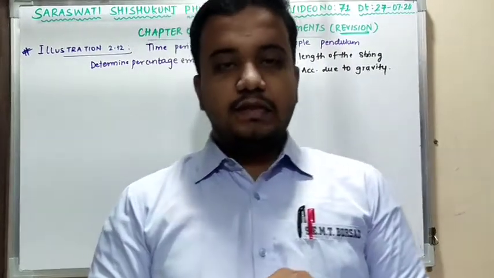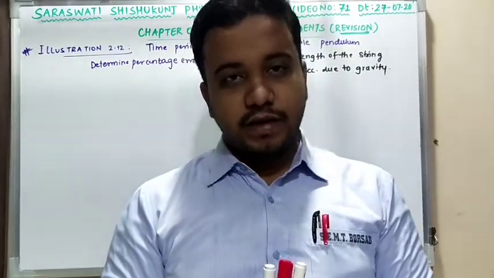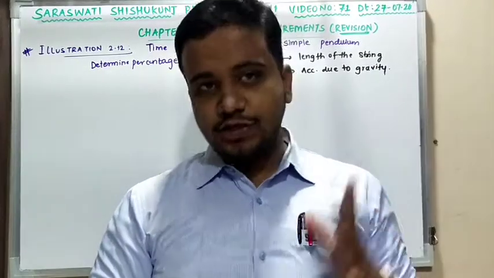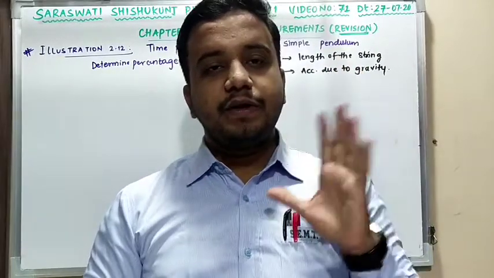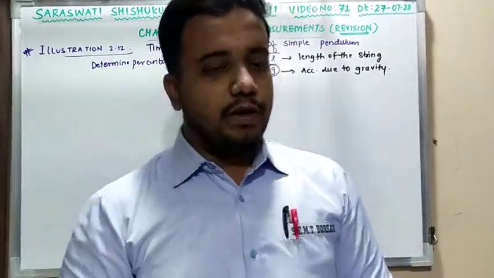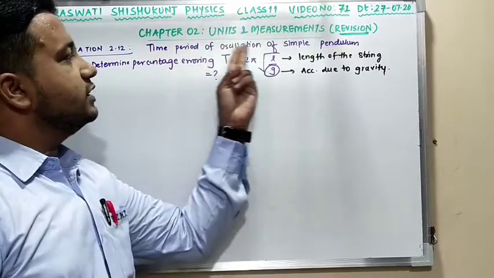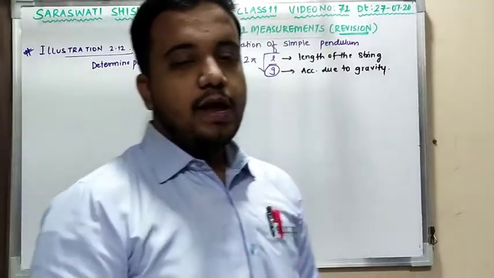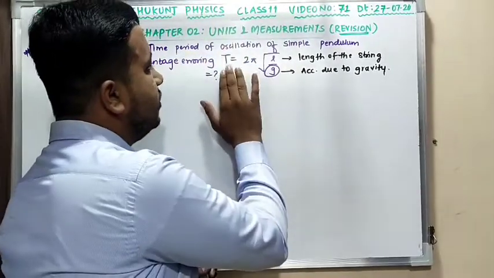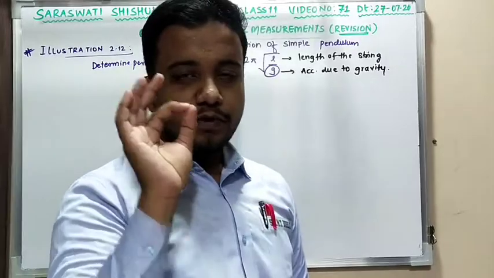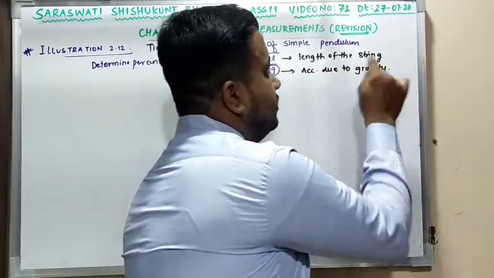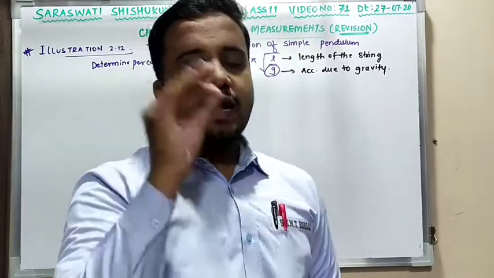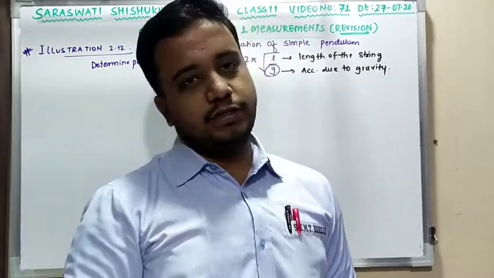Now remember, this illustration is based on fractional error calculation, where they are asking to determine the percentage error in G from the equation of time period for a simple pendulum. So the time period of oscillation of a simple pendulum is given by T is equal to 2 pi under root L upon G. Now remember, this time period T depends upon L, the length of the string, and G, the acceleration due to gravity. They are asking to determine the percentage error in G.